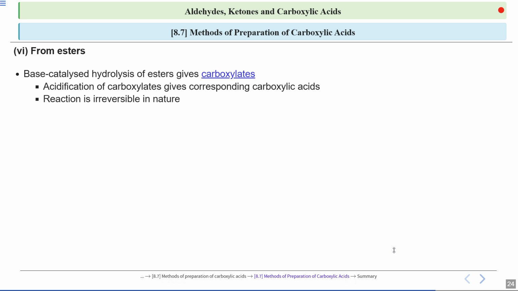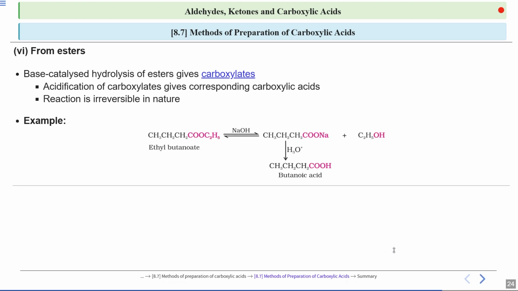Now it is also important to note here that the reaction is irreversible. This means that once the carboxylic acid is formed, it does not revert back into an ester. So the nature of this reaction is irreversible.